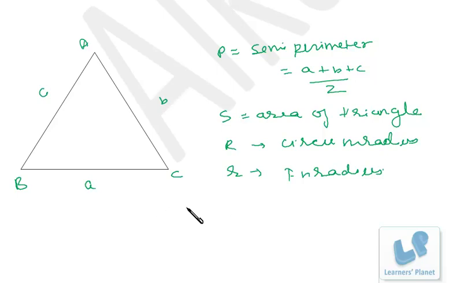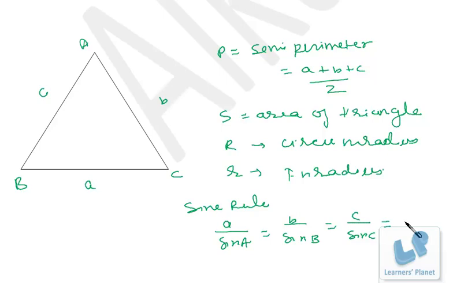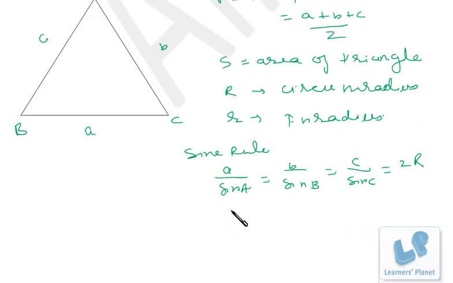The first thing is sine rule, right? Sine rule is a upon sin A is equal to b upon sin B is equal to c upon sin C is equal to 2R. That R is actually circumradius. Okay, radius of the circumcircle precisely, you can say. And this is the sine rule, and similarly we have cosine rule.